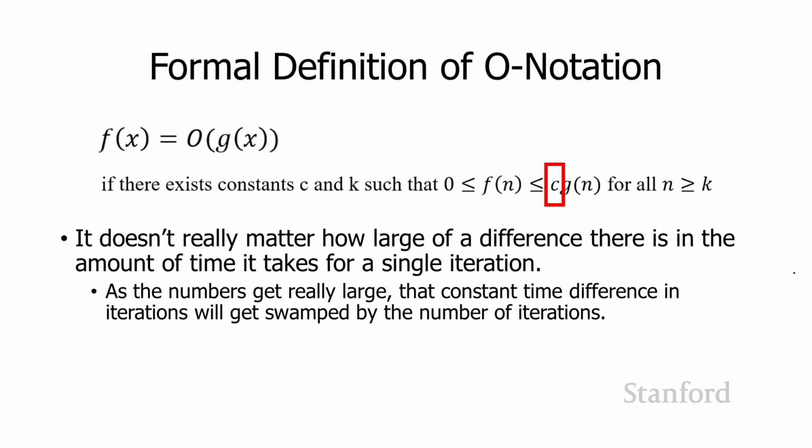But as n gets larger and larger and larger, the fact that a single iteration takes a lot more time is a lot less important than the total number of iterations I need to do. And so that's what that C factor in there is saying. It's saying, I don't care if there's a constant difference in terms of the amount of time per iteration. I really care about the amount of iterations.